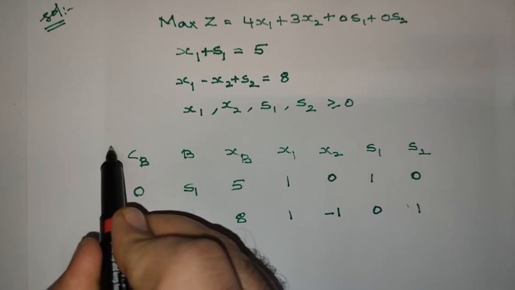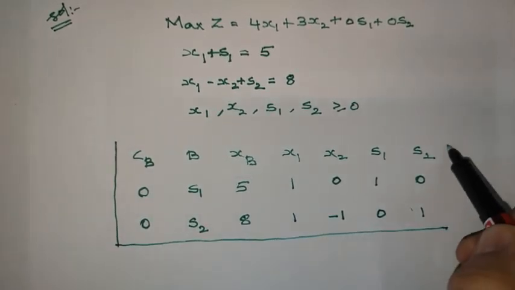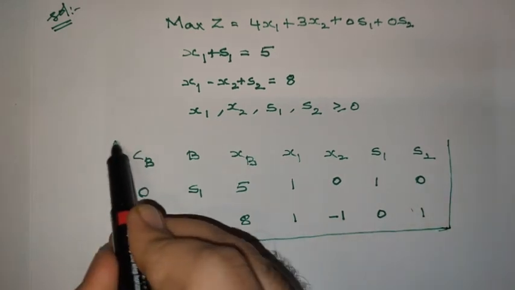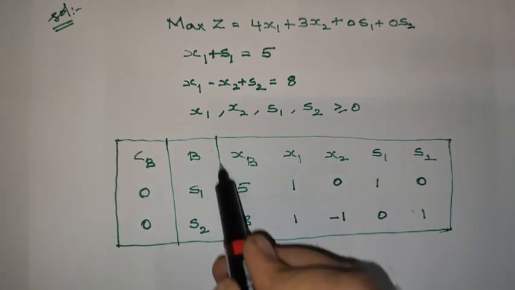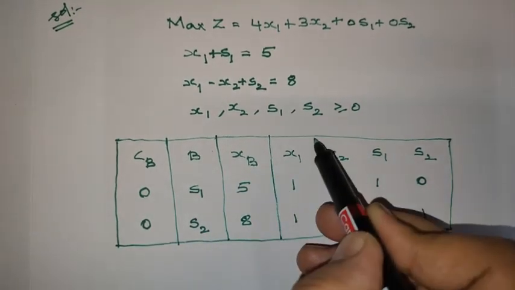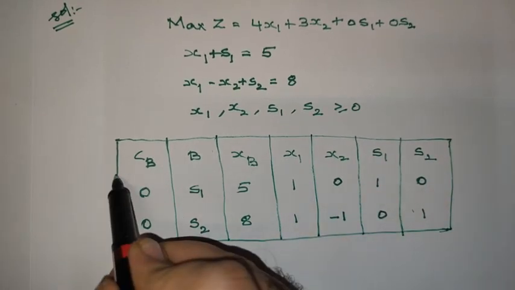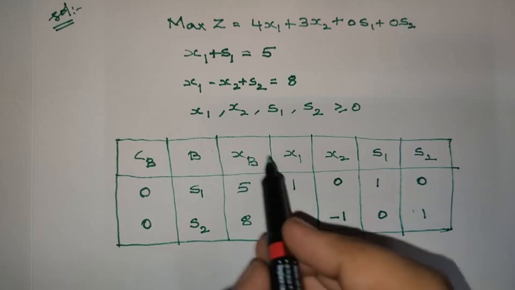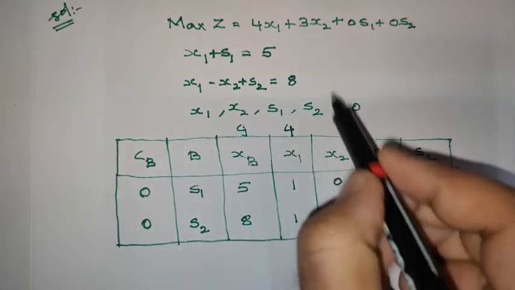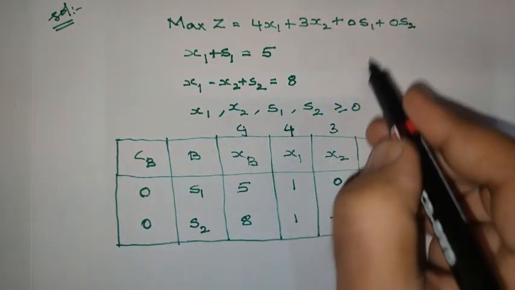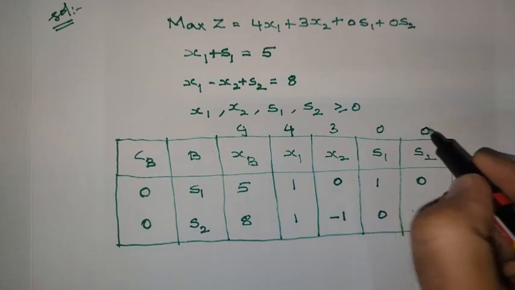So form this one as a table. What are the Cj values? X1 coefficient 4, x2 coefficient is 3, s1 coefficient is 0, and s2 coefficient is also 0.